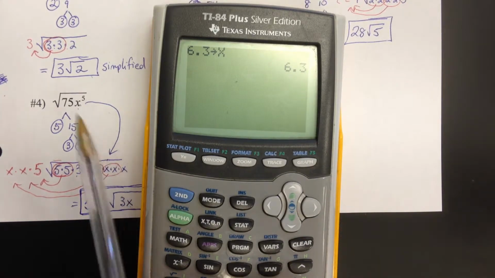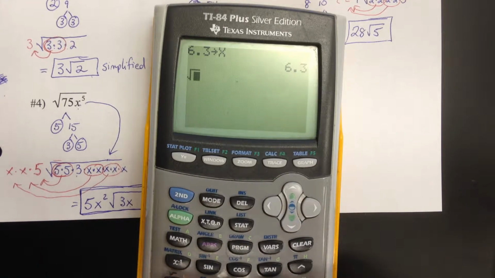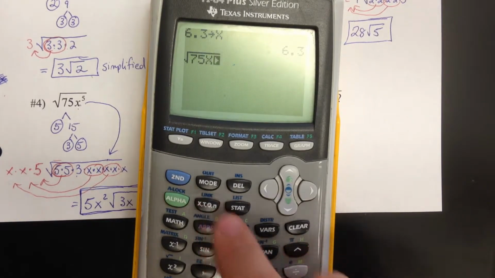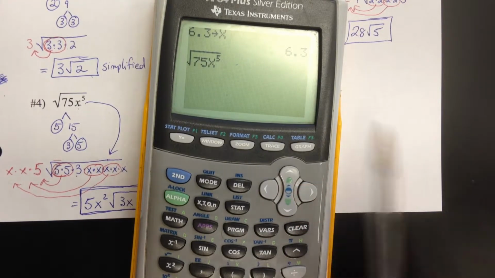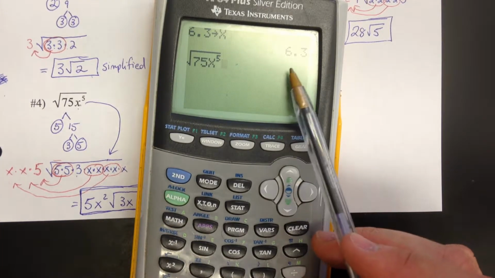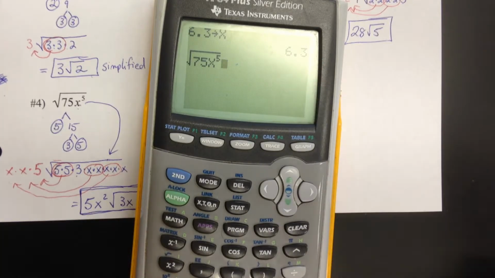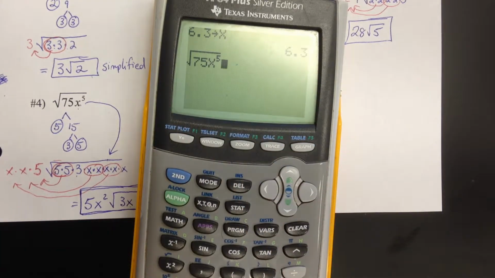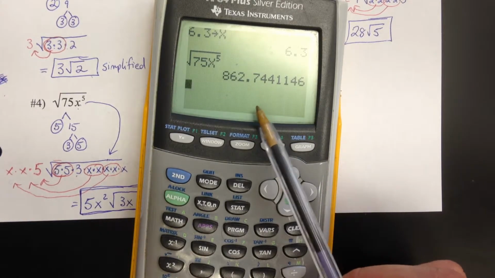What I want to know is my starting expression, which I'm going to type now, square root 75 x raised to the fifth power. When I store a number, I always pick a positive value to store, and I always pick a decimal. Okay, don't use the number 1, don't use 0 or anything like that. And there's a reason for that that I'm not going to get into, but pick something that has a decimal. When I hit enter, I'm going to get some value. Okay, 862.74. I don't care what that value is.